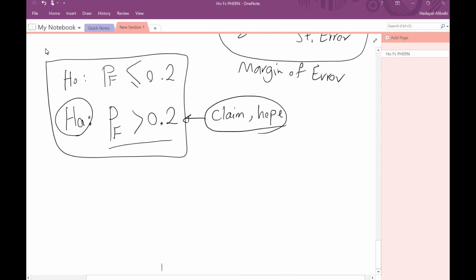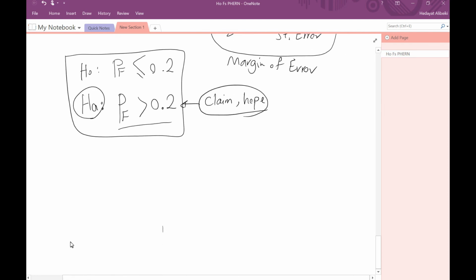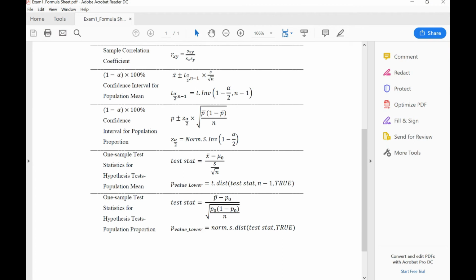So for this one, if you go to the formula sheet, you will see that this is the one. The test statistic is given here, and then the p-value lower. You know exactly what the function would be. So that's the idea. The only thing that we need to do, let me just write it again.